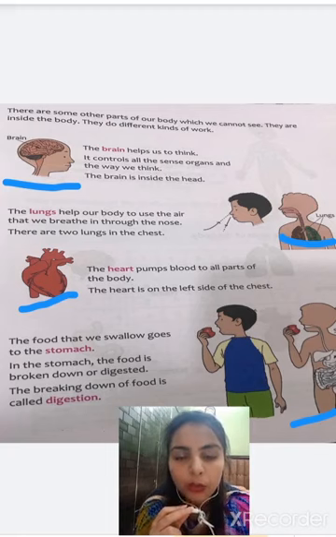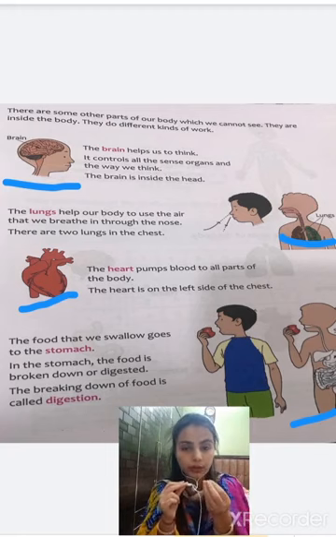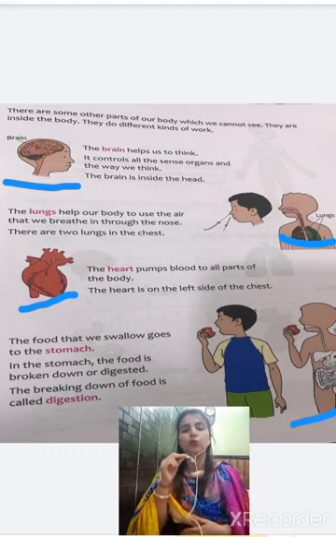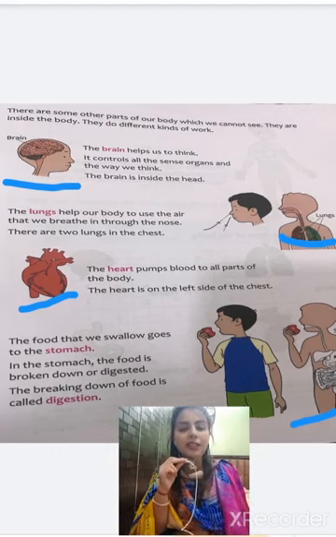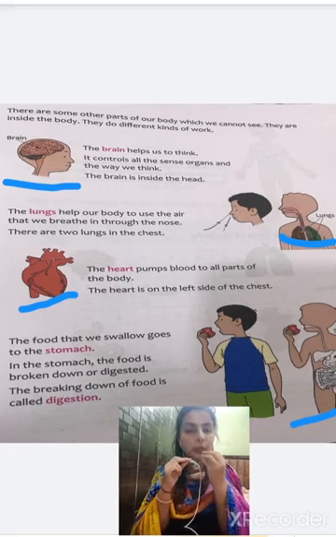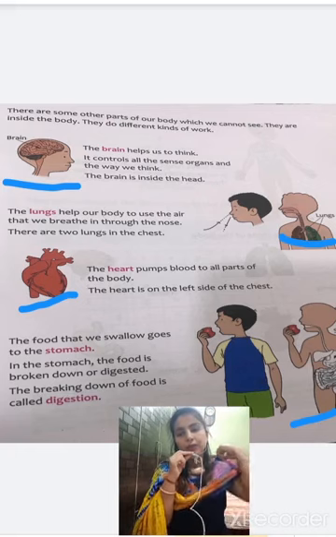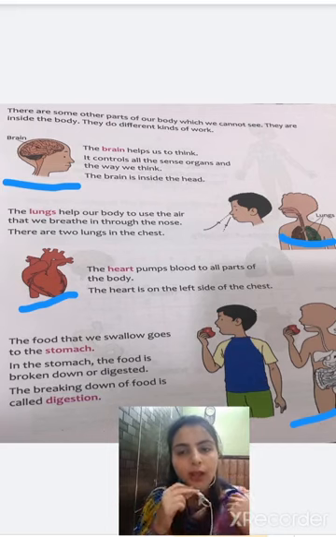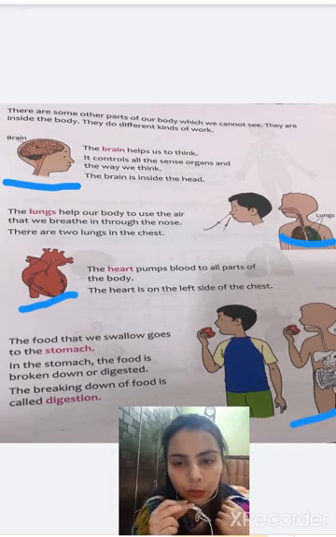Whatever food we eat, we swallow it, and that directly goes to our stomach. Then you say, our tummy is full. That means your stomach is full now with the food that you have eaten. The food that we swallowed directly goes to our stomach. In the stomach, the food is broken down or digested.